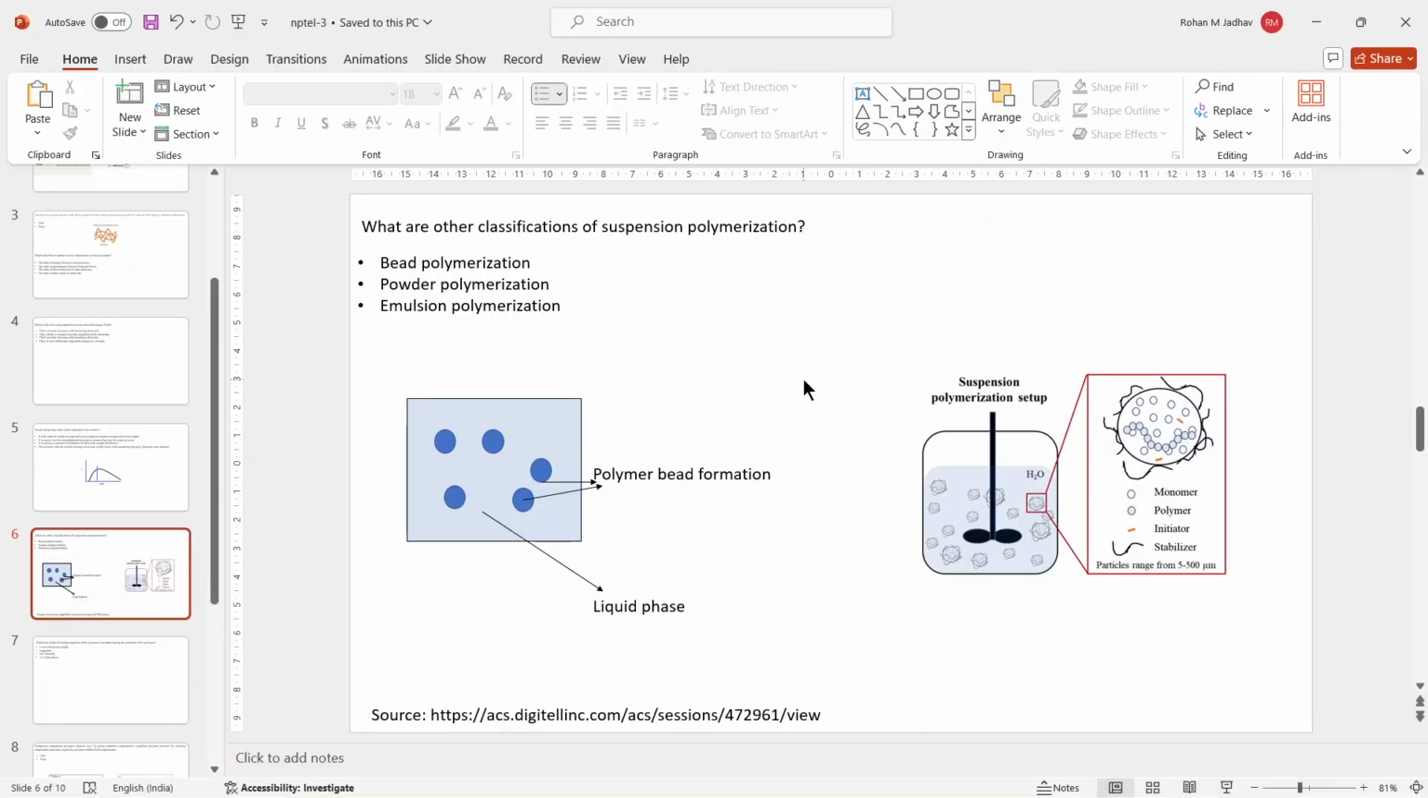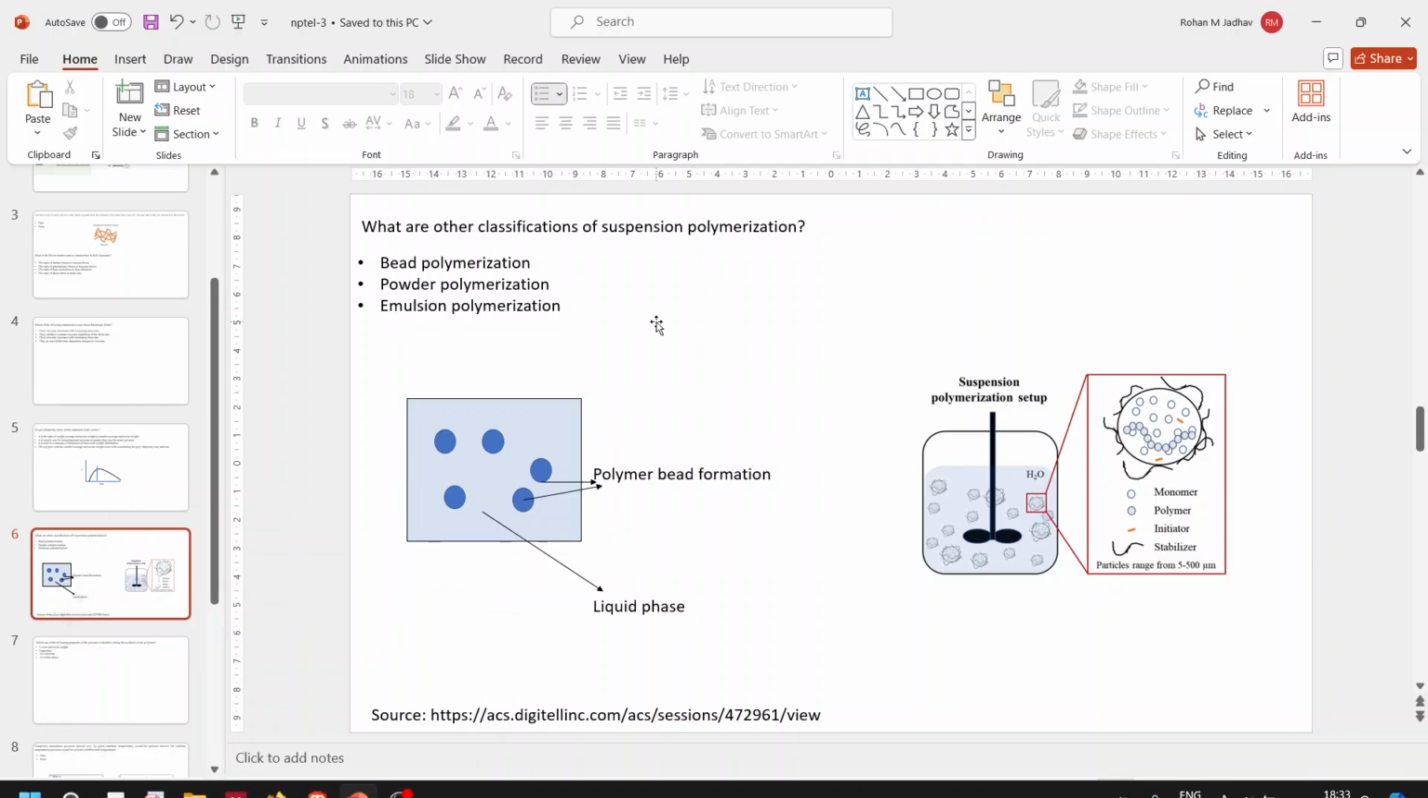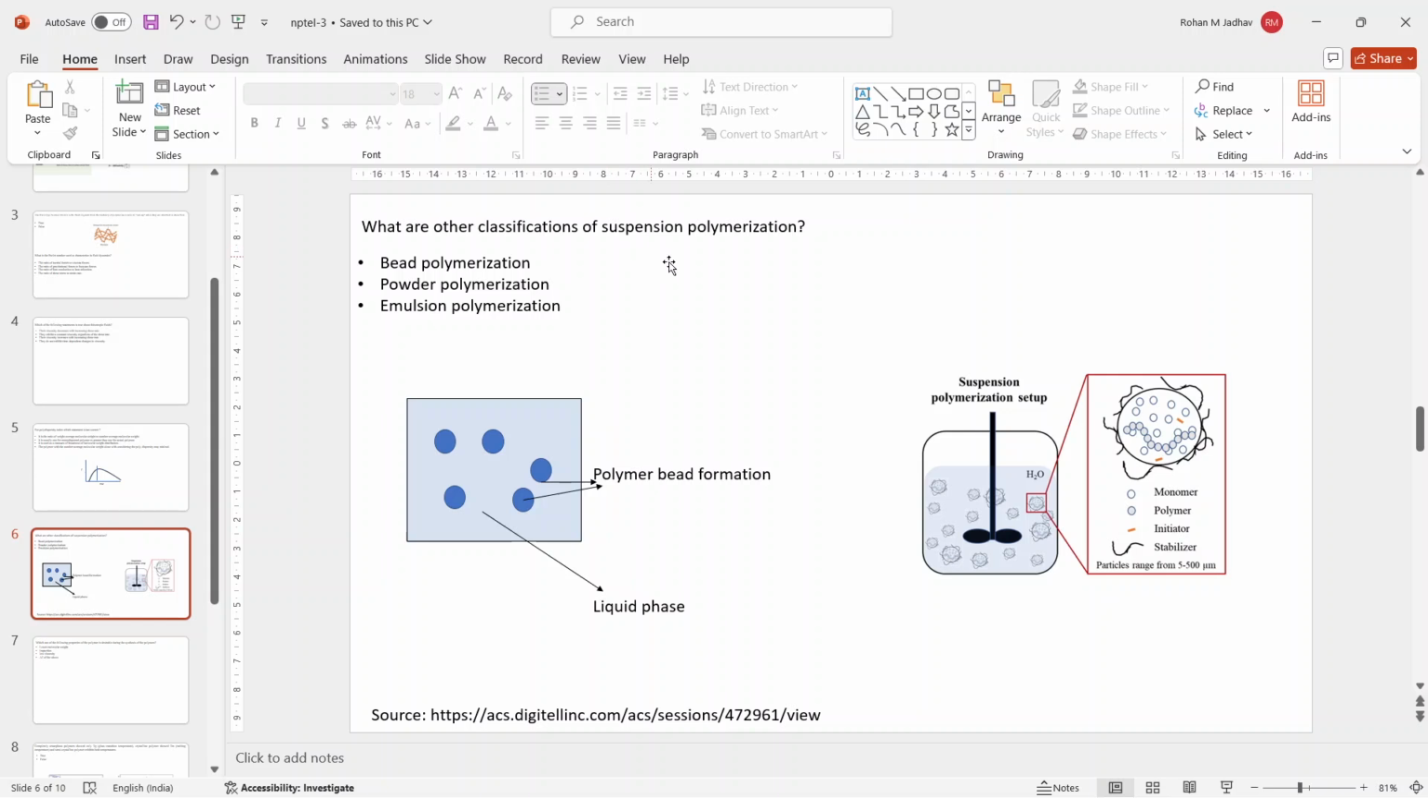So, what are other classifications of suspension polymerization? So we have suspension polymerization right here. What are the classifications of suspension polymer? First of all, we need to know what is suspension polymerization. As the word itself suggests, suspension and polymerization process. So what we understand by that is that in this process, the polymerization of the monomers occurs and it forms a suspension in the dispersion medium.